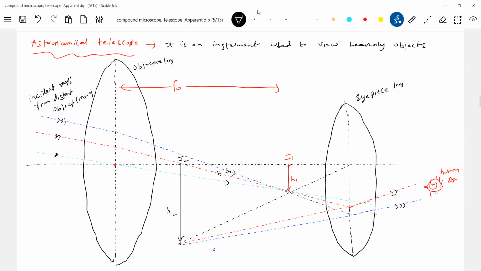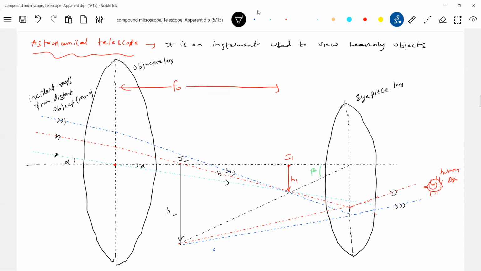So what is the image? The image will be virtual. These are the rays coming from a far away object here. Now, what are alpha and beta? Beta and alpha are defined in the same direction. So what is the magnifying power for a telescope? First of all, we should define what the magnifying power is.